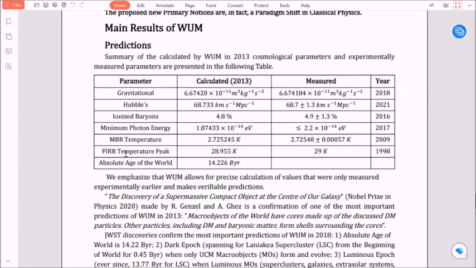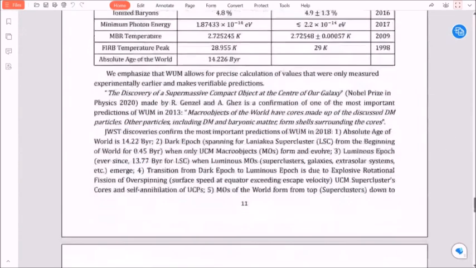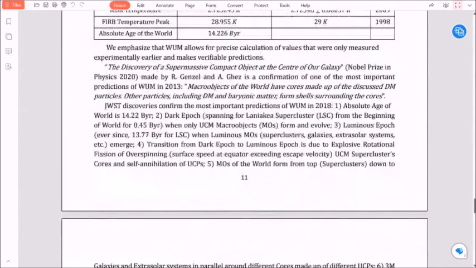I mean, the MBR temperature was measured in 2009, and the far infrared background temperature peak was measured in 1998, but both were calculated by us in 2013. The discovery of a supermassive compact object at the center of our galaxy, Nobel Prize in Physics 2020, made by Genzel and Ghez, is a confirmation of one of the most important predictions of WUM in 2013.